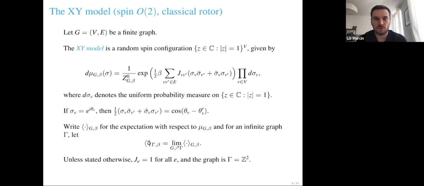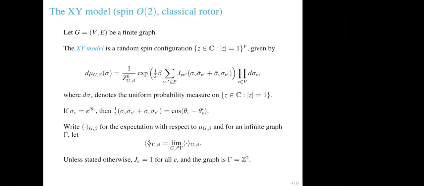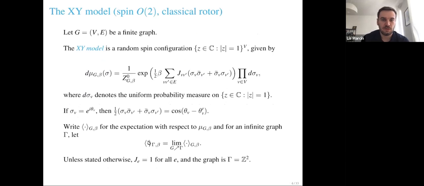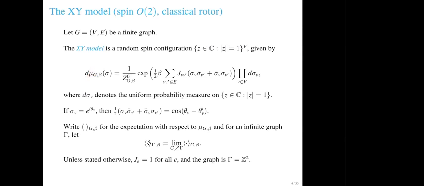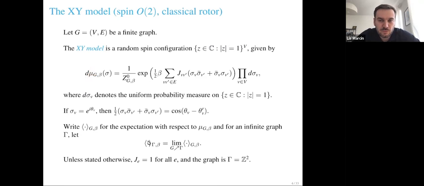So what is the XY model? We start with a finite graph G, and to each vertex v, we associate a spin sigma, which lives in the unit circle in the complex plane. And we put a probability measure on the space of all such assignments of spins, so spin configurations. We call this measure mu, and it's given by the following formula. We have a reference measure: for each vertex, we put a uniform independent probability measure on the unit circle. And then we bias it by this Gibbs-Boltzmann factor, which is an exponential of the Hamiltonian.